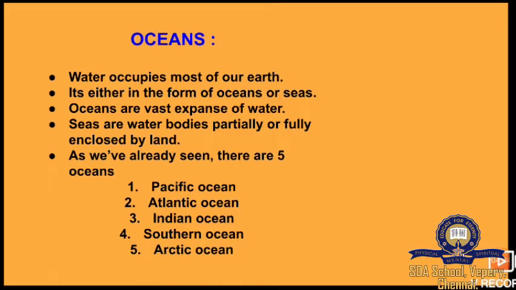So what is the difference between an ocean and a sea? Let's see. Oceans are vast expanse of water. Oceans are large amount of water. When they are gathered in one place, they are called as oceans. Seas are water bodies partially or fully enclosed by lands. When they are called as seas, they will have land around them.